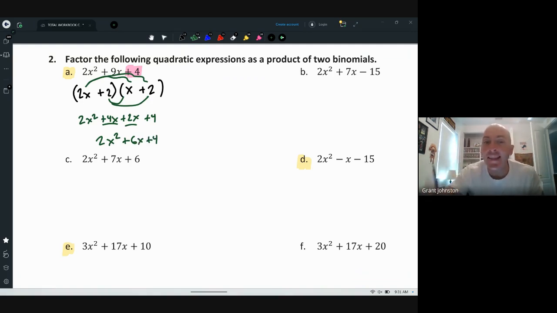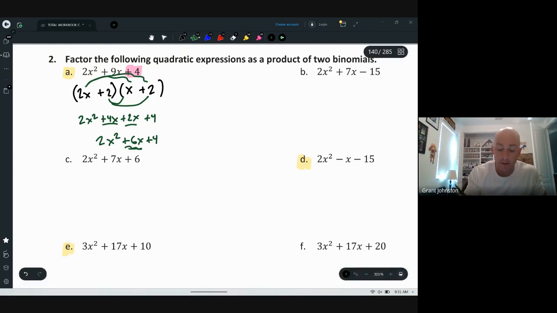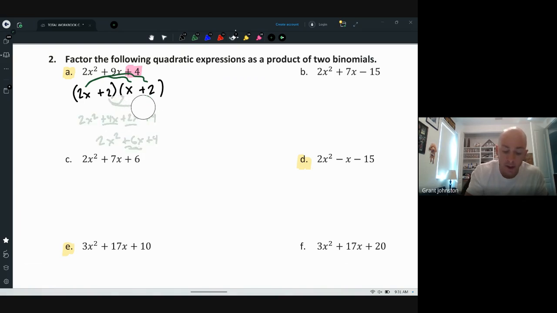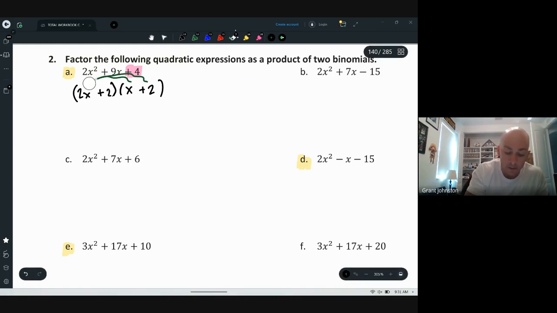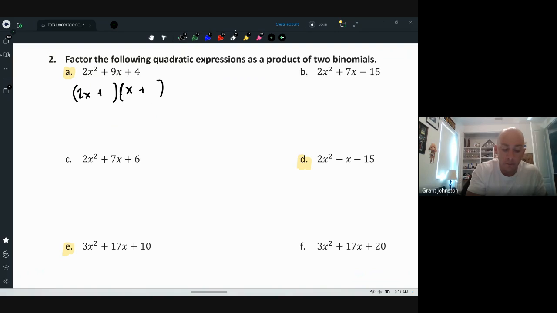So now I look, is that the same as 2x squared plus 9x plus 4? No, it is not. This has a 6x. This is wrong. That's not correct. So that means I factored it wrong. So I'm going to erase all that. So 2 and 2 going there is incorrect. So let me try something else. What else multiplies to 4? Well, 4 times 1. So maybe I do a 4 times 1.